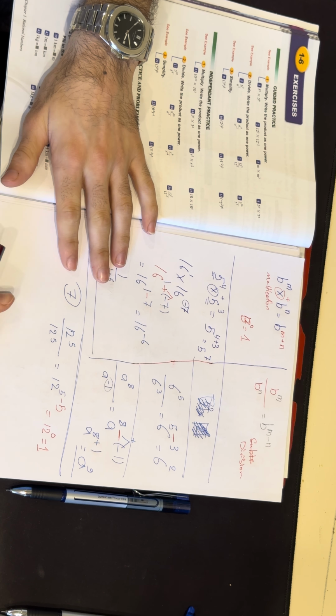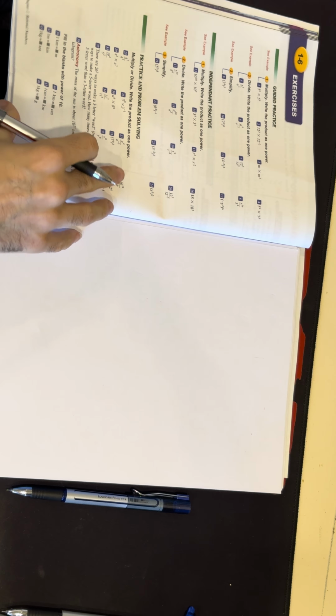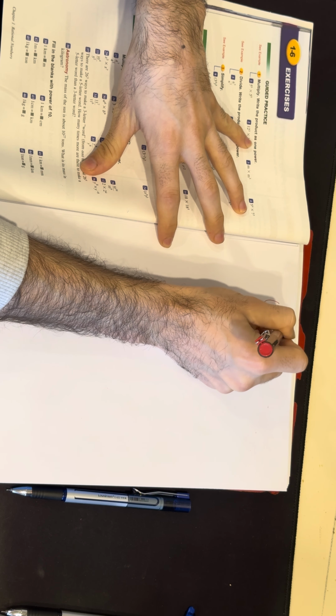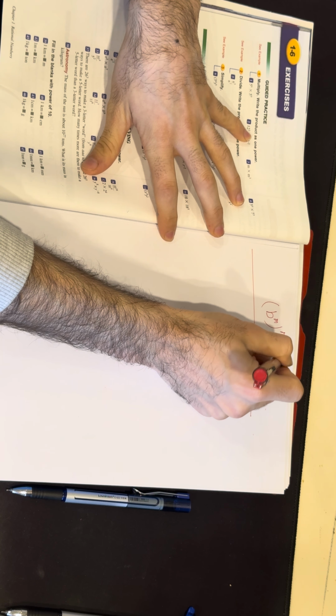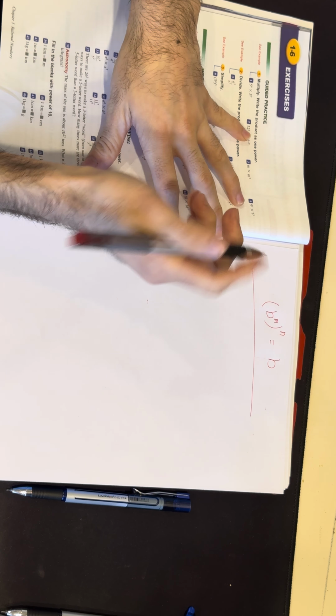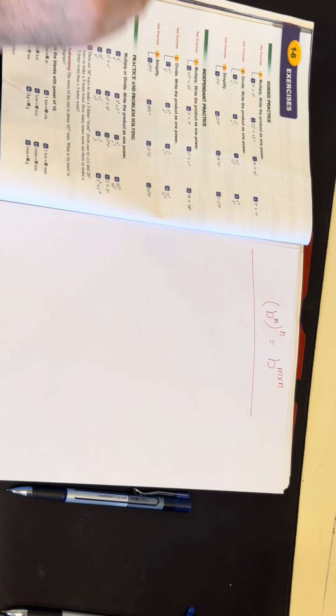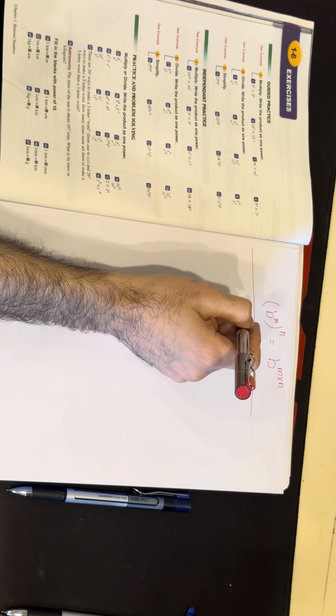Now what if we have raising power? What do we mean by raising power? When you have power, bracket, power, it's called raising power. So now let's say we have b power m, then power n. This one is called raising power. How are you going to solve this one? You're going to write b like itself because it's a base, and you need to multiply the powers. So you will say m times n.